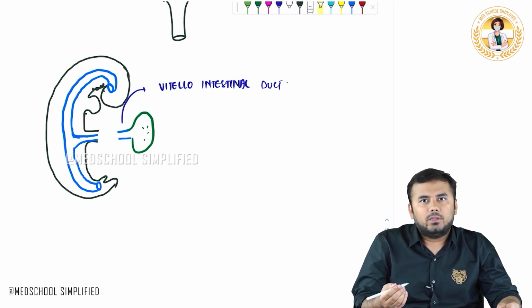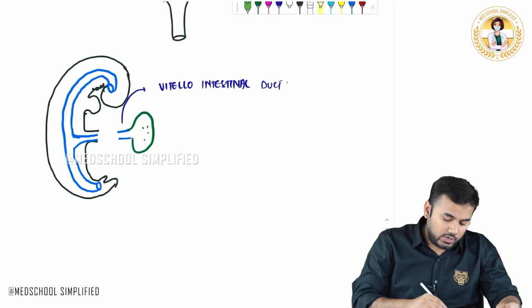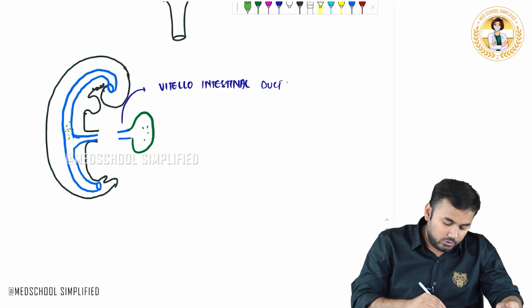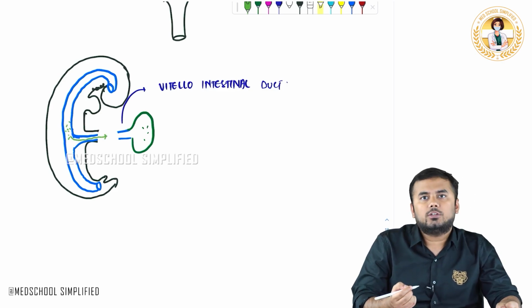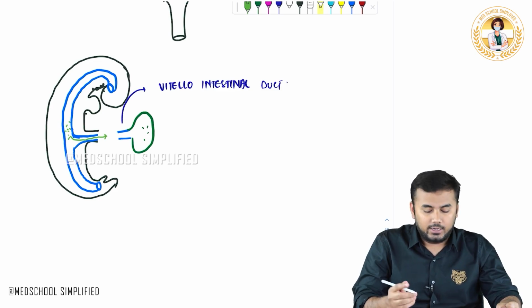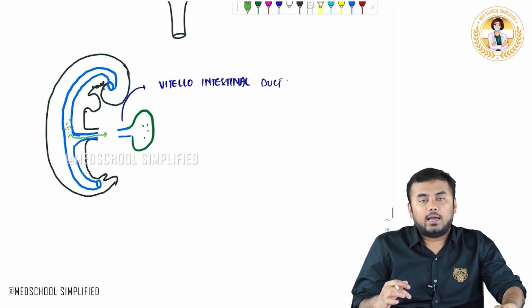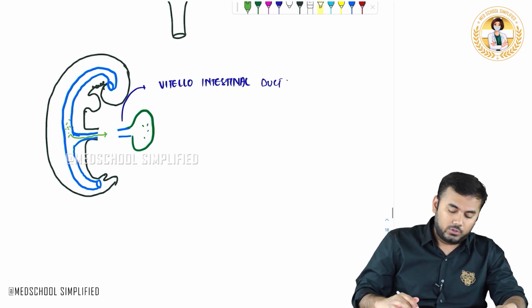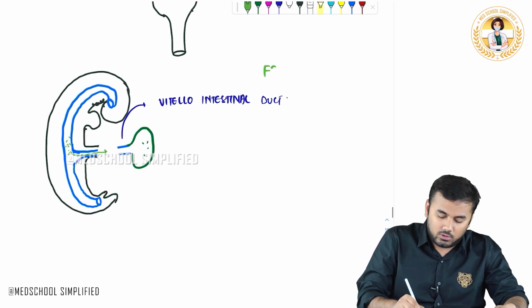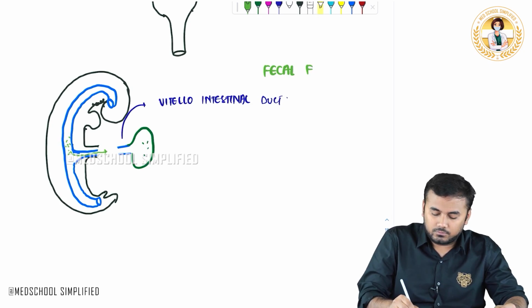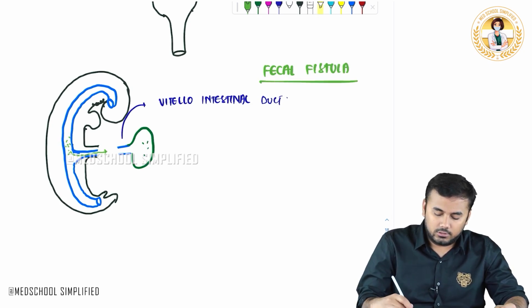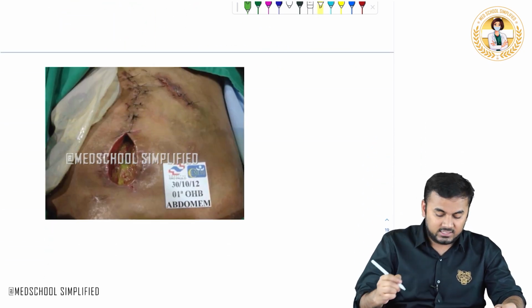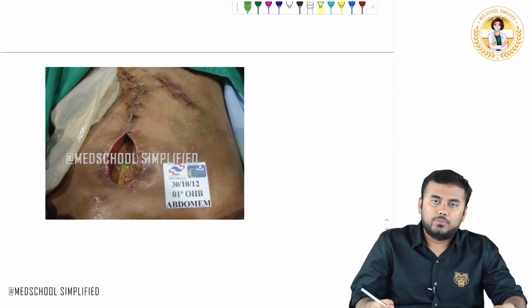In the developing baby, from the anterior abdominal wall, whatever feces are present in the gut, don't you think this feces will be excreted outside through the umbilicus here? Right? So when the feces are excreted outside, this kind of fistula you call a fecal fistula. Okay? This kind of fistula is called a fecal fistula. Just look at the picture here. So this is the fecal fistula which you can see. Okay, so this is the fecal fistula here.